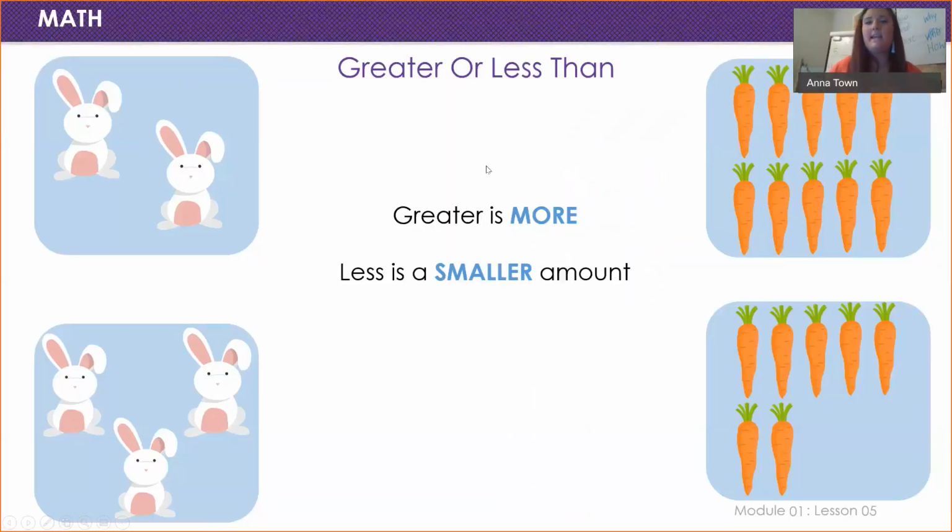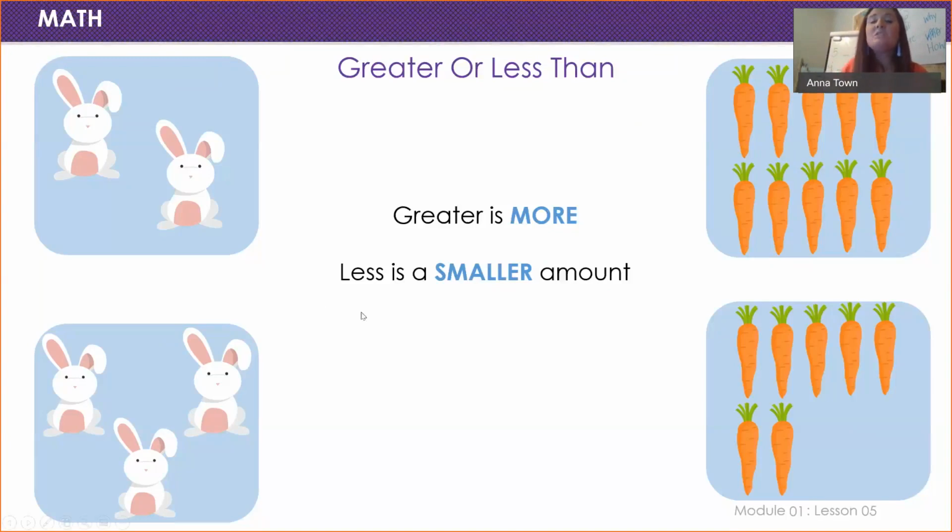Greater or less than. Greater is more. Think about money. You want more money than less money, or more cookies than less cookies, more food than less. Greater is more. Right now, what I want you to do is to say that 3 times. Greater is more. Greater is more. Greater is more.